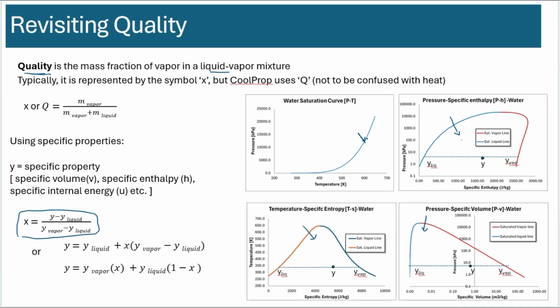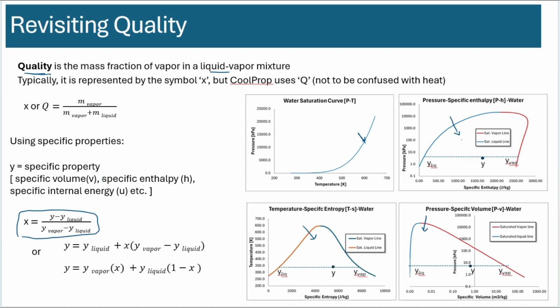Okay. There's no area. It's just always on this line. But in these plots, we have this whole area that is surrounded by the saturation lines, and inside them we have different quality mixtures. How does quality vary inside these lines?